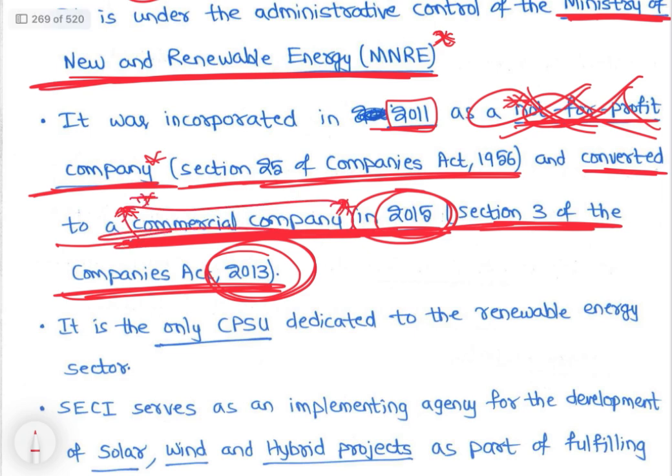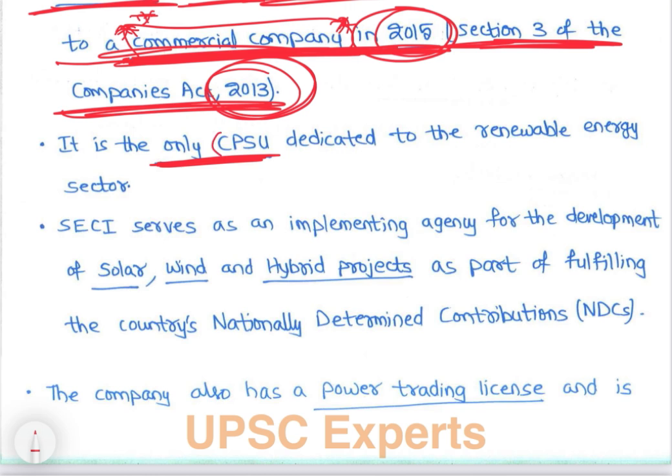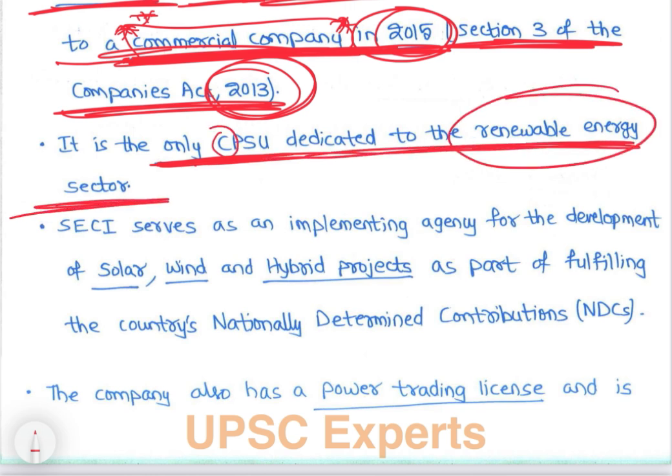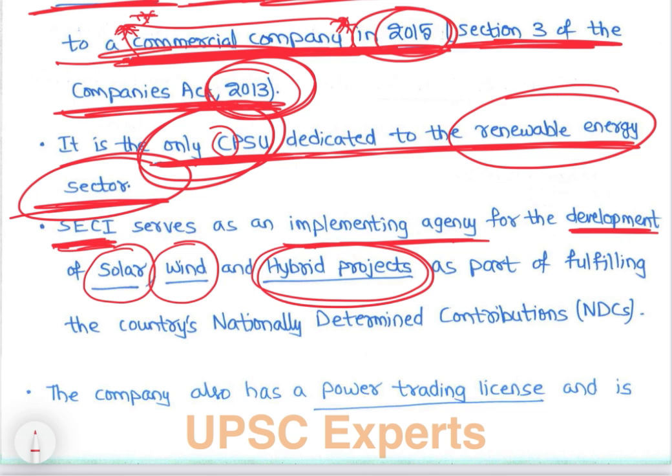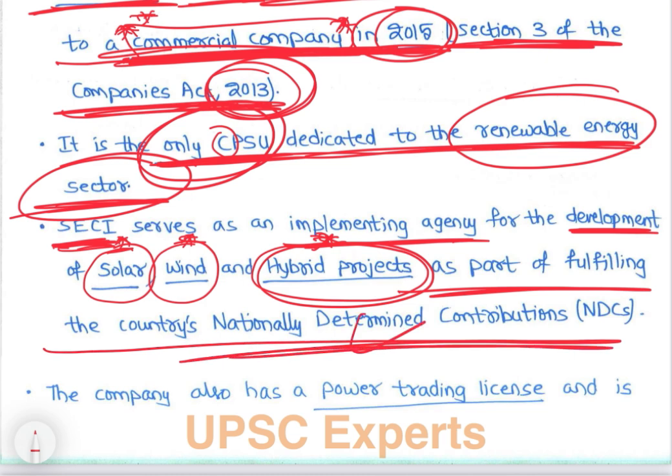Again, very important point. Then it is the only CPSU, Central Public Sector Undertaking, dedicated to the renewable energy sector. Dedicated to the renewable energy sector. Only Central Public Sector Undertaking. Solar Energy Corporation serves as an implementing agency for the development of solar, wind, and hybrid projects. So this doesn't just deal with solar energy, it also deals with solar, wind, and hybrid projects as part of fulfilling the country's nationally determined contributions.